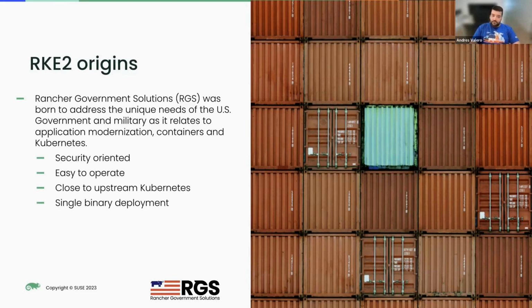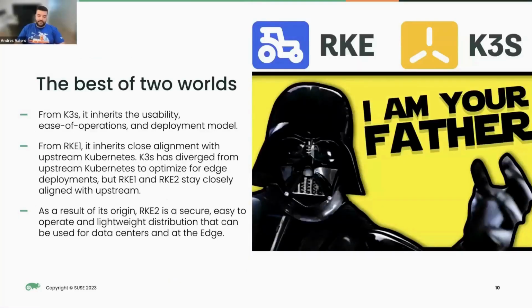We already had at home, let's say, RKE and K3S. And luckily for us, these 2 distributions provided most of what the US government was asking. So the Rancher Labs engineers decided to get the best from K3S, the best from RKE, and make something new, which was RKE2.